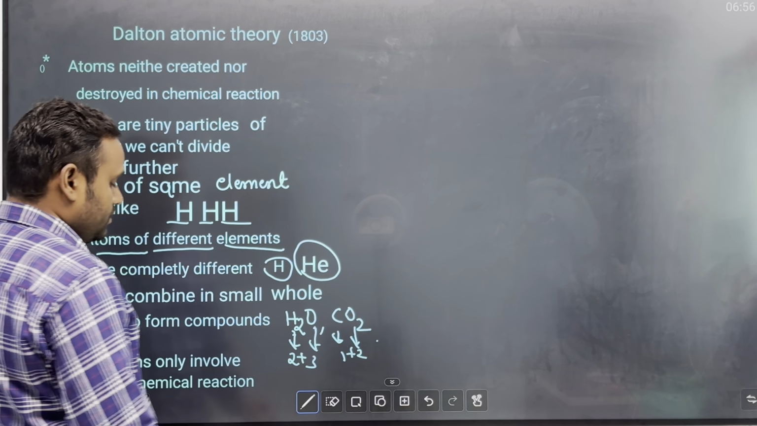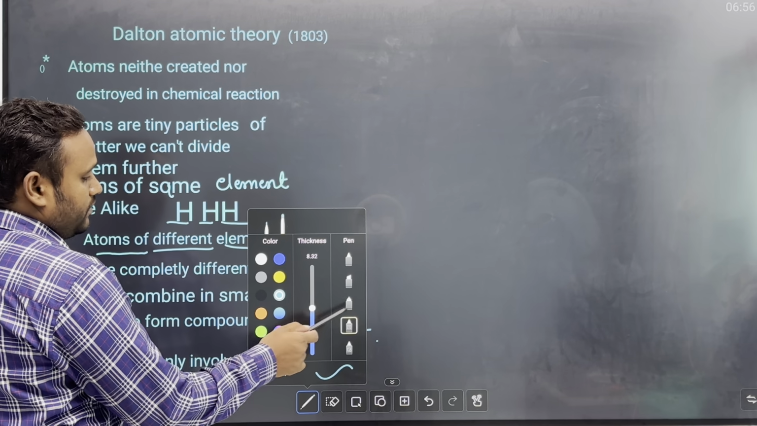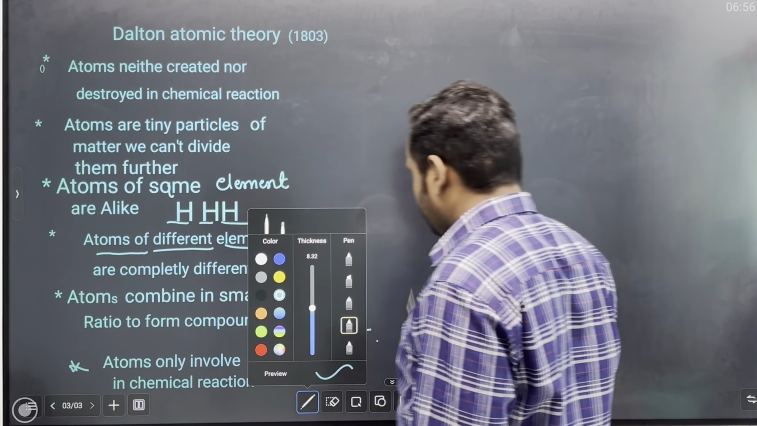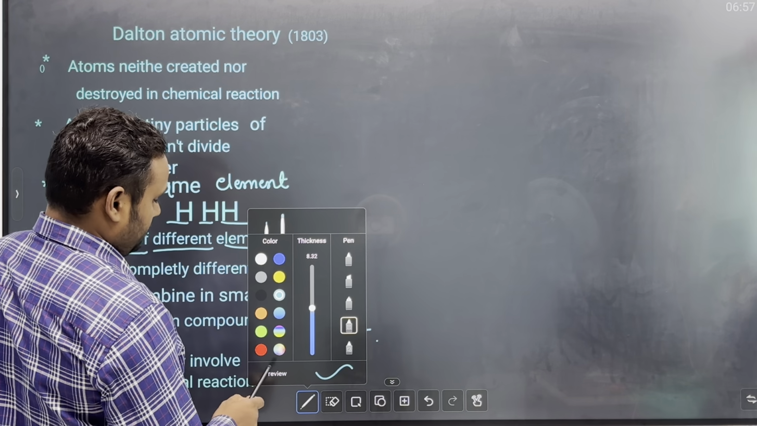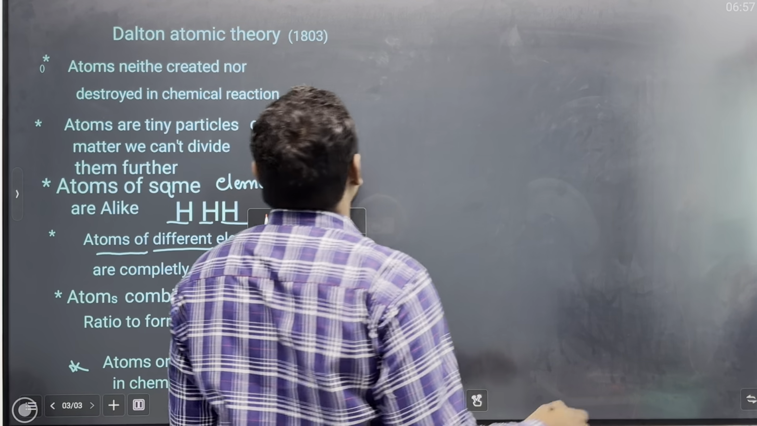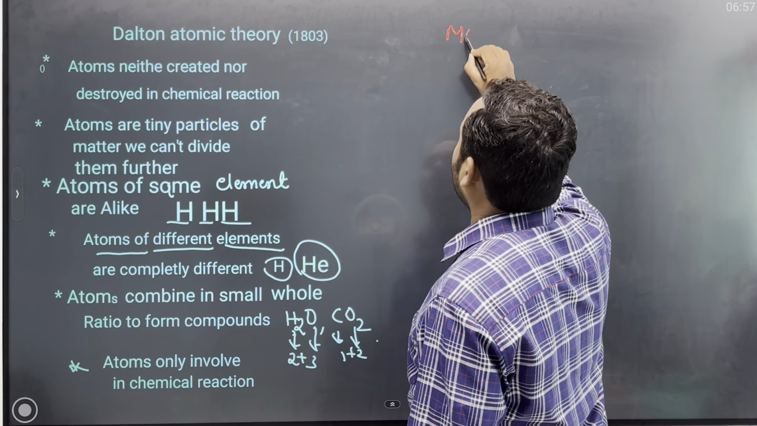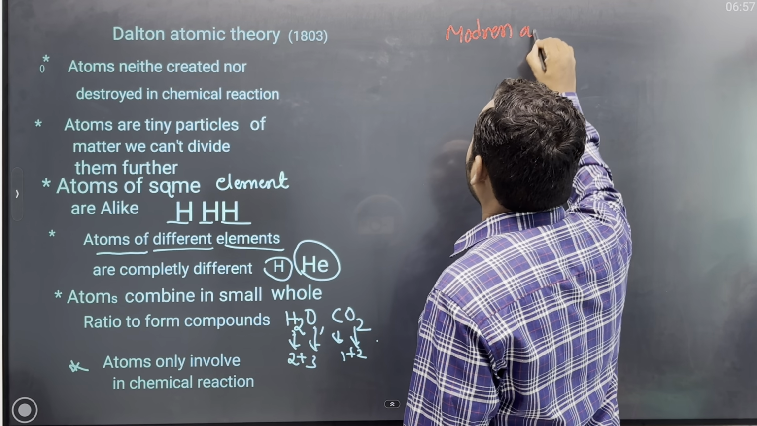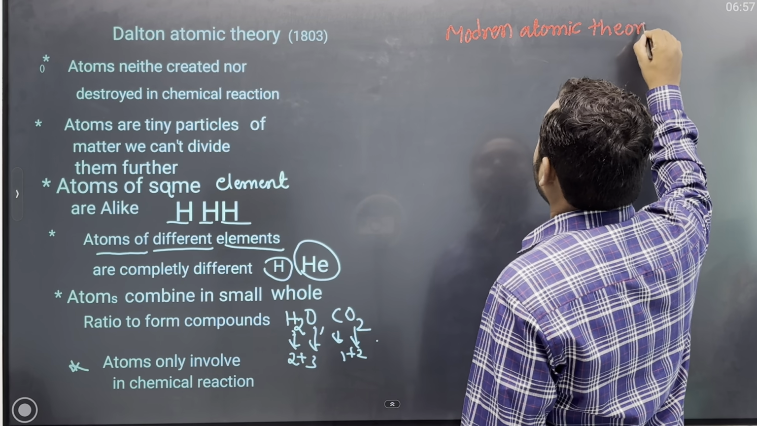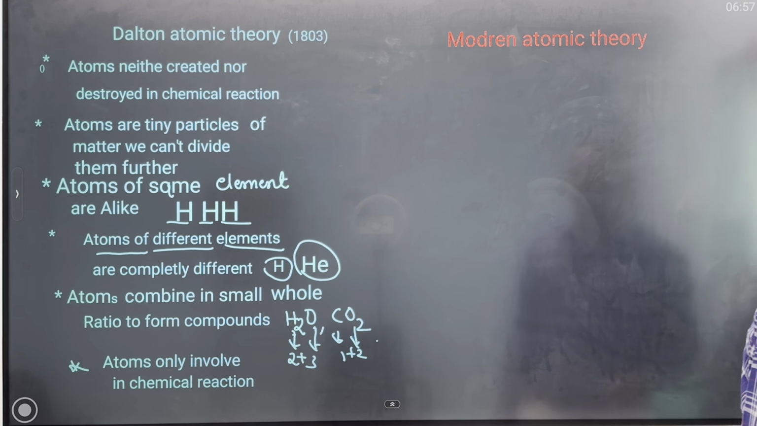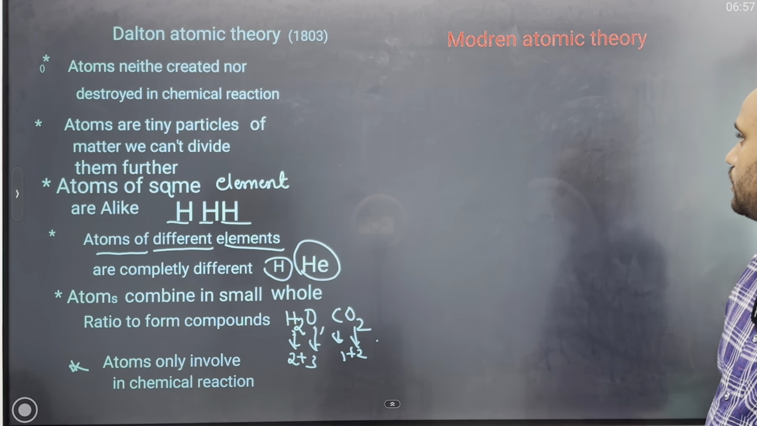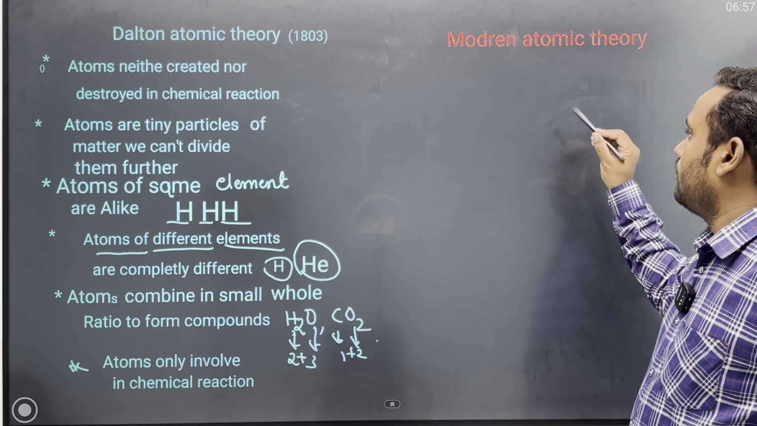Next, this was about John Dalton's atomic theory. Next we will see about the modern atomic theory. We'll change the color. Modern atomic theory. After discovering subatomic particles like electron, proton, neutron, and some of the properties of the atoms, this theory was proposed.